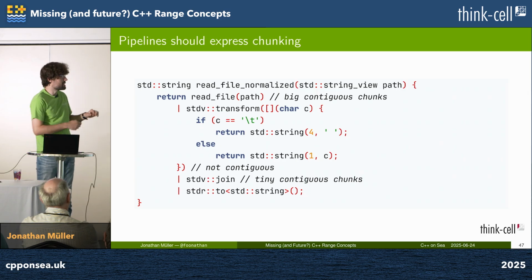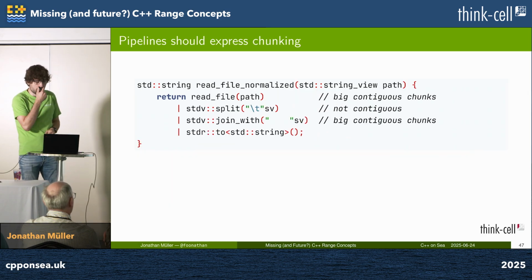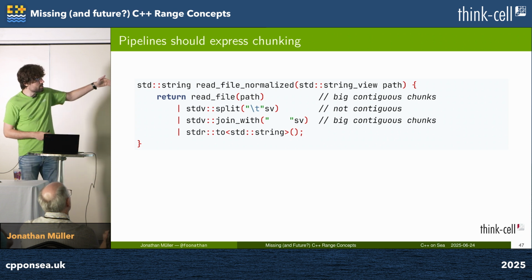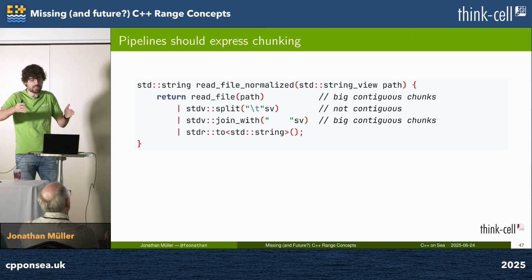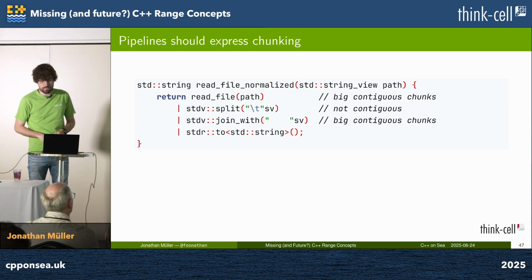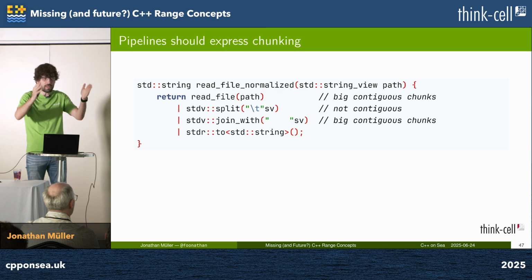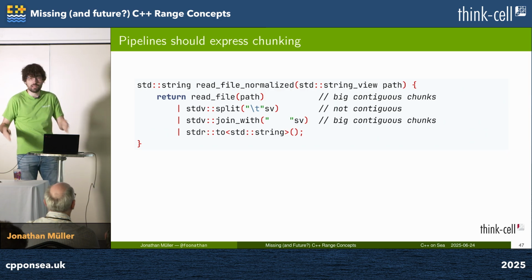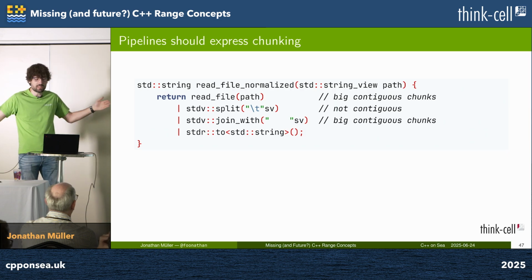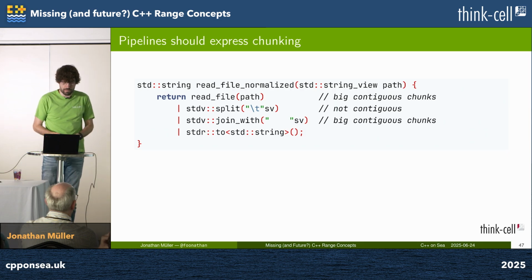Now we could rewrite this. Instead of using a transform and a join, we could do a split and a join with. So we take our input range and we split it into ranges at the tab character. And then we've got each segment between the two tabs. And then we join them together with another separator, right? And this will produce the big contiguous chunks after the splitting, and then the separator in between the tabs. And if we don't have any tabs, we will just have the entire range, because we haven't split it anywhere.